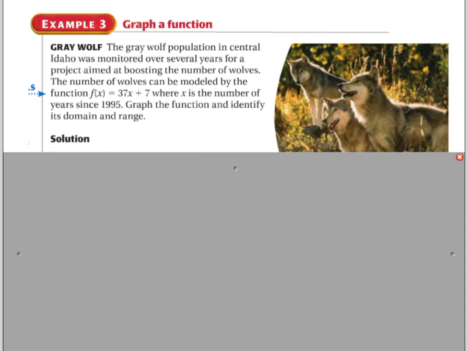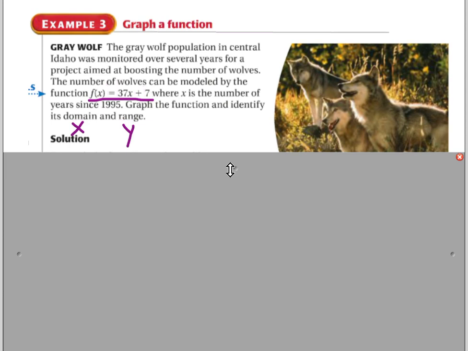One more example before we move on to the next part. This is a very common word problem of a real life situation when we would need to graph the function. The gray wolf population in central Idaho was monitored over several years for a project aimed at boosting the number of wolves. The number of wolves can be modeled by the function f of x equals 37x plus 7, where x is the number of years since 1995. We want to graph the function and identify its domain and range. If you remember from the past, domain means x, range means y.